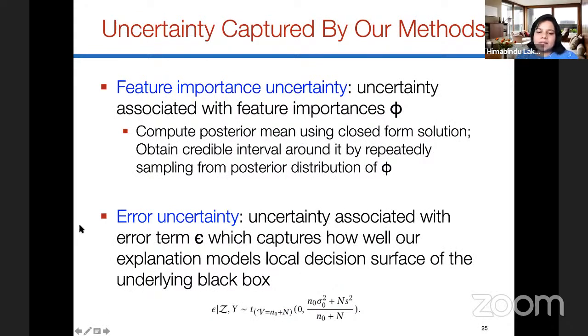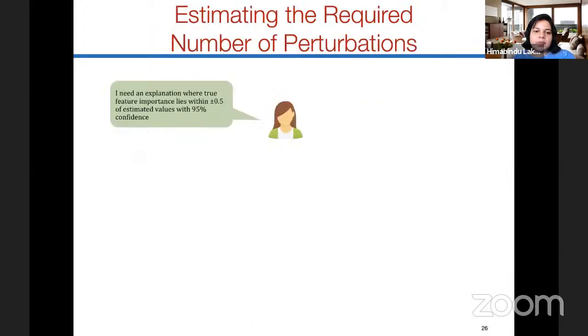Similarly, we also have the uncertainty associated with the error term, and this can be very useful because it captures how well our explanation models the local decision surface of the underlying black box, right? So in some sense, the higher the uncertainty around the error, or for example, we can compute the probability of epsilon equal to 0, and that will tell us if our local linear model or explanation is a perfect fit of the underlying complex black box model. Okay, so these are some nice pieces that we can do using this method.